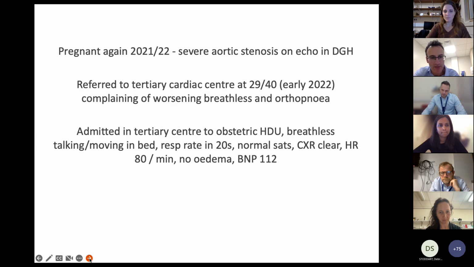So she's then admitted to that tertiary centre to their obstetric HDU. And I'll mention this again, that's not where the cardiac service is in this city. She's described as being breathless talking or moving in bed, with a respiratory rate in her 20s, normal saturations, a normal clear chest x-ray, heart rate of 80, no edema, and a BNP of 112.